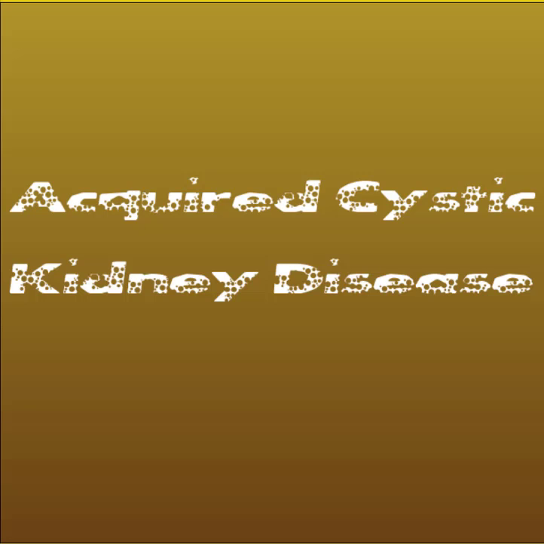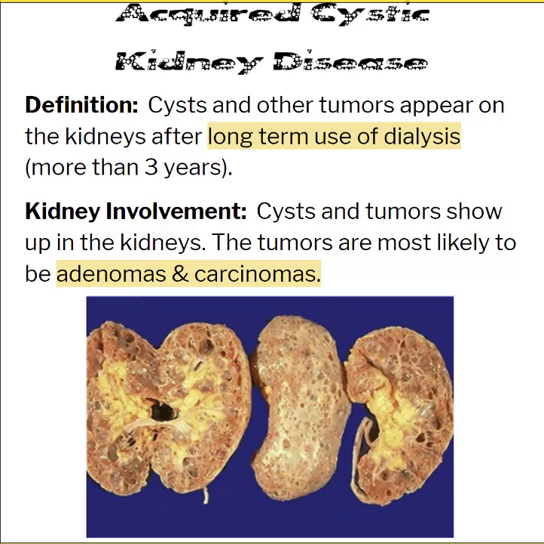And our last systemic disease that is associated with kidney cysts is acquired cystic kidney disease. Acquired cystic kidney disease shows up in patients who have been on dialysis in the long term, and we consider that to be more than 3 years. So again, cysts and tumors appear on the kidneys after use of long-term dialysis. These cysts are going to be, again, simple cysts and very numerous. The tumors that are more likely to develop are adenomas, which are benign, and then also adenocarcinomas, which are malignant.